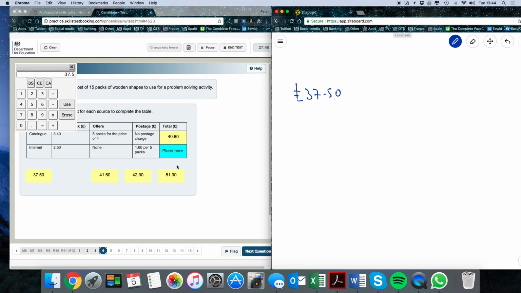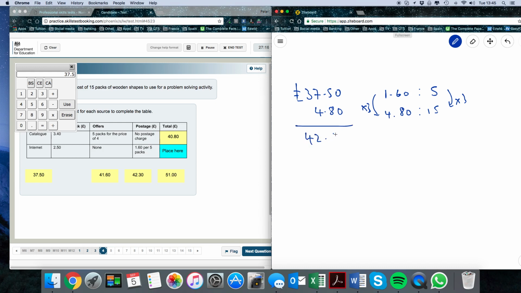Now we've got to pay for postage though. So for every 5 packs, it's £1.60. Again, you could write this as a ratio when you're first learning this, if you're struggling with it. £1.60 for every 5, and we're buying 15. So it's another times 3. So we times this by 3. That's £4.80. You can do that on your calculator, guys. I'm just saving myself a little bit of time. And then we add these together.